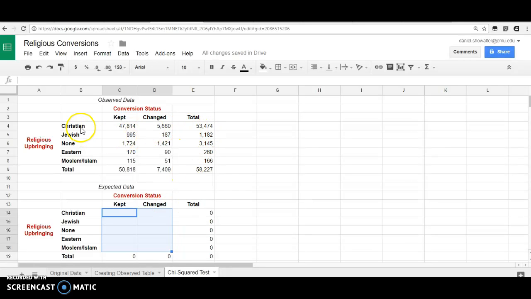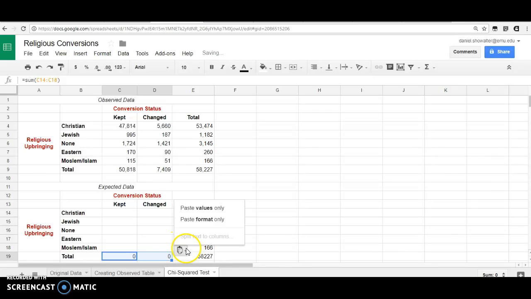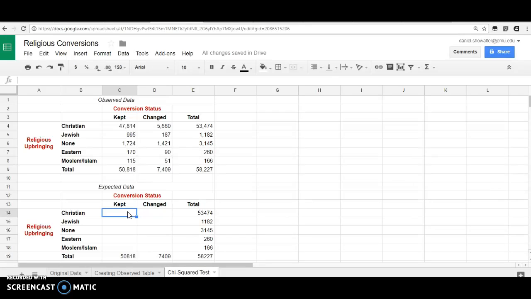We're not going to change the total number of people we have in each religion. So this is going to stay the same. Let's paste those values. Same thing with, we're not changing the amount of people who actually converted. So these numbers are all going to stay the same. What are going to be different are what we would expect to happen if there's no difference between the religions in terms of how likely a person is to convert to another religion.